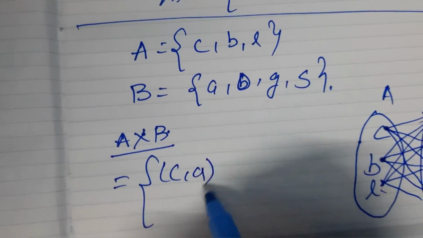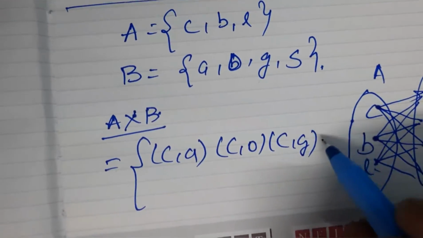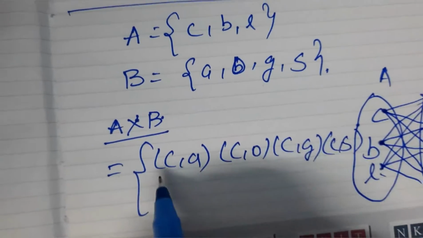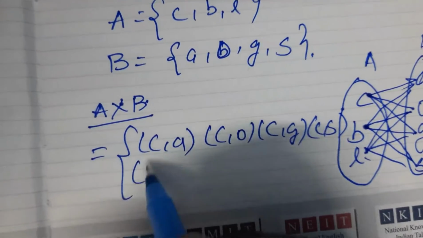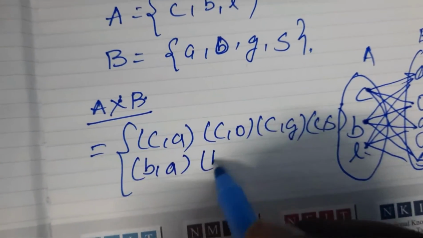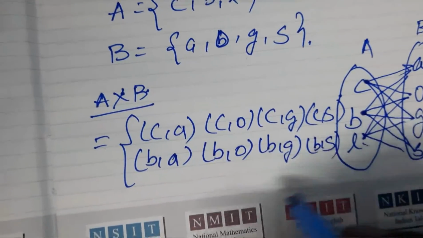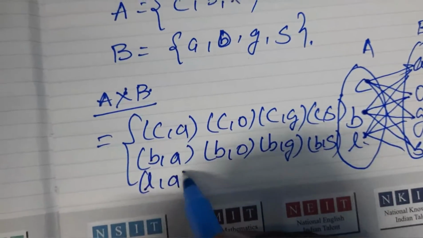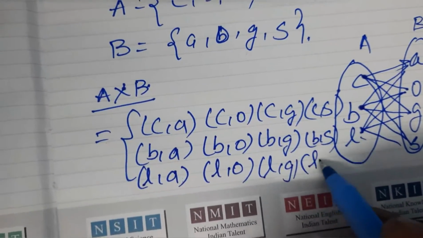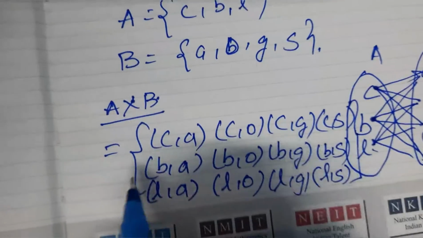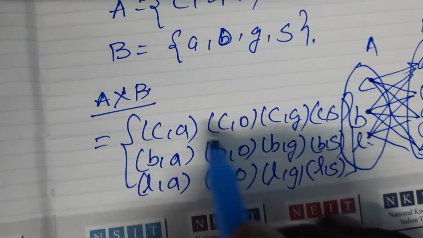So C, A; C, O; C, G; and C, S. Carrot apple, carrot orange, carrot grape, carrot strawberry. Next, brinjal apple, brinjal orange, brinjal grape, brinjal strawberry. Next, lady's finger apple, lady's finger orange, lady's finger grape, lady's finger strawberry. They are the possible set of ordered pairs. This is called the Cartesian product of sets A and B.